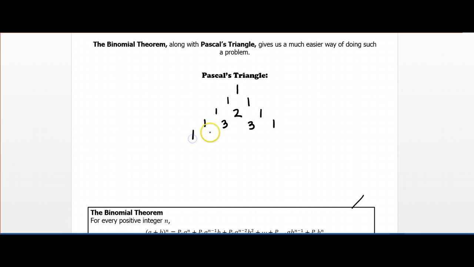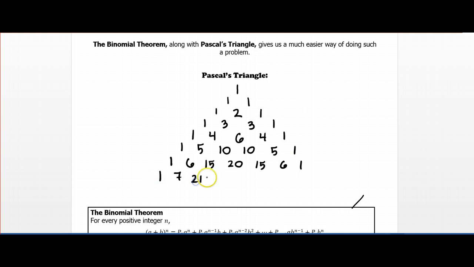The next row you have 1, 4, 6, 4, and 1. The next row 1, 5, 10, 10, 5, and 1. Next row 1, 6, 15, 20, 15, 6, 1, then 1, 7, 21, 35, 35, 21, 7, and 1, and then the last row 1, 8, 28, 56, 70, 56, 28, 8, and 1.